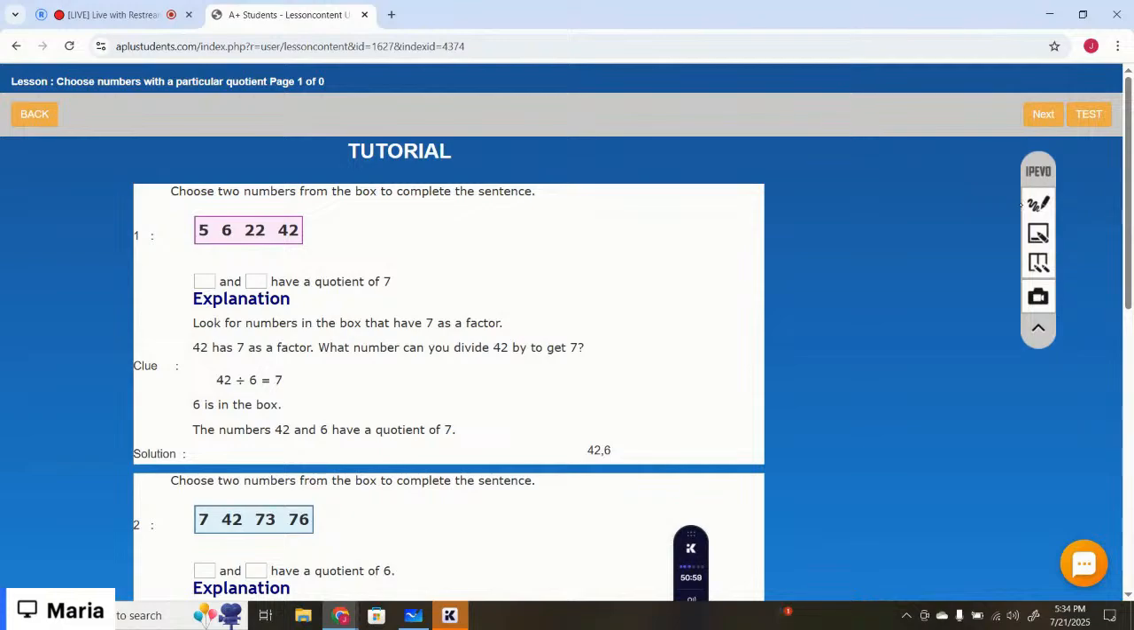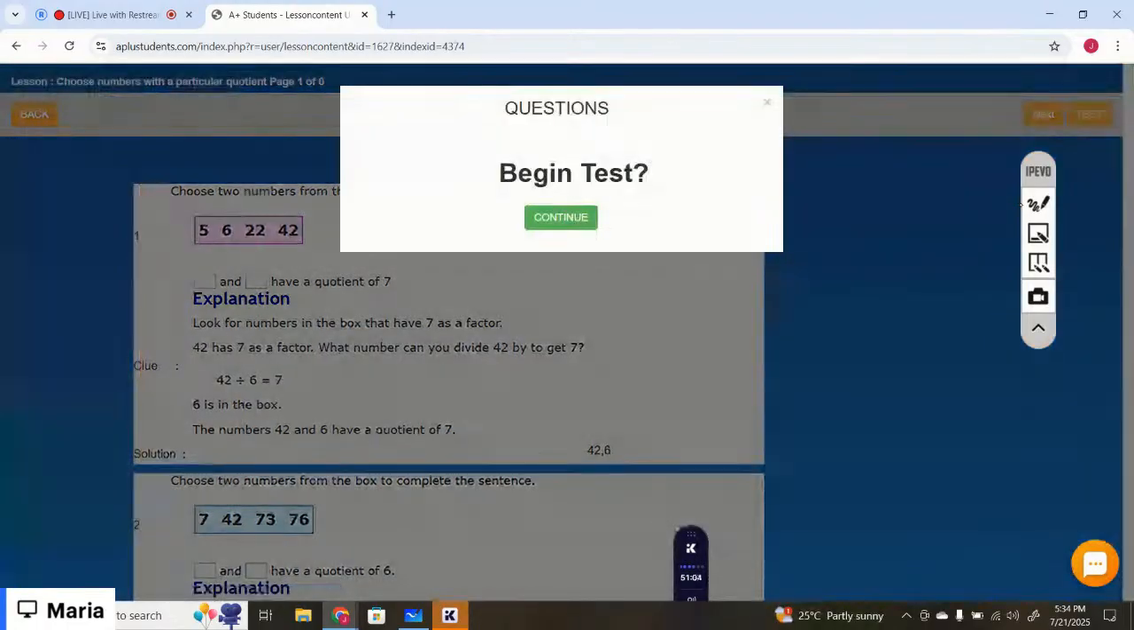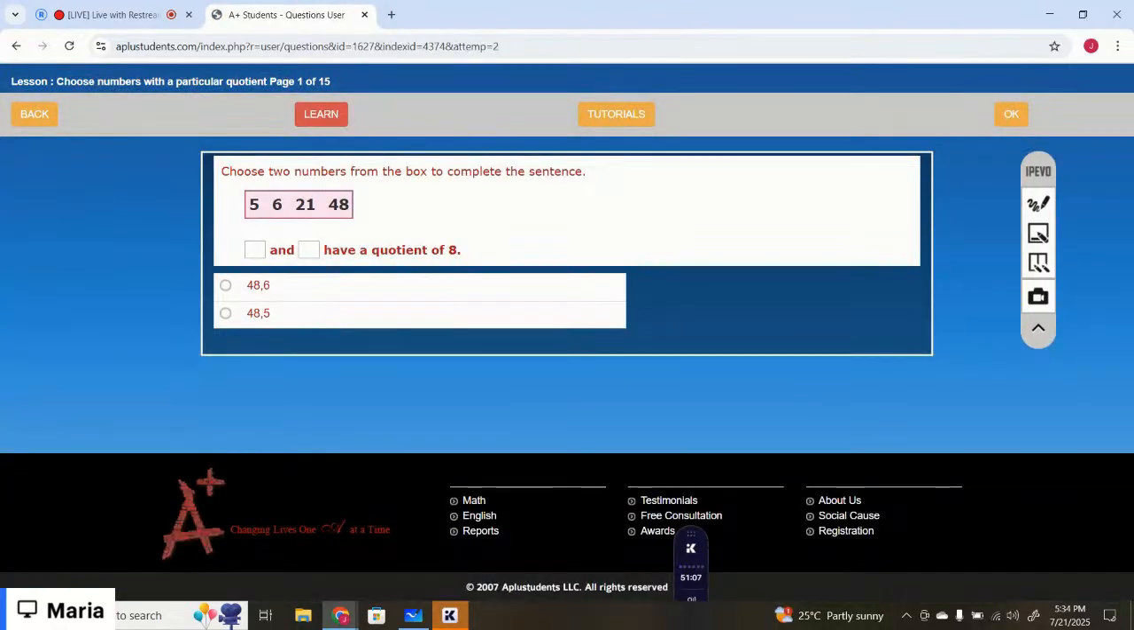So 42 divided by 6 is 7. The numbers are 42 and 6. Let's just start with the test questions. Choose two numbers from the box to complete the sentence. Which two numbers have the quotient of 8?